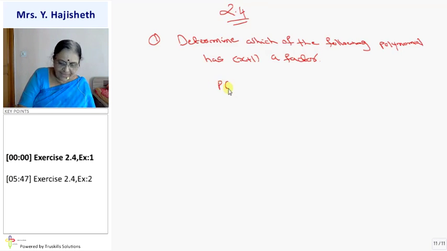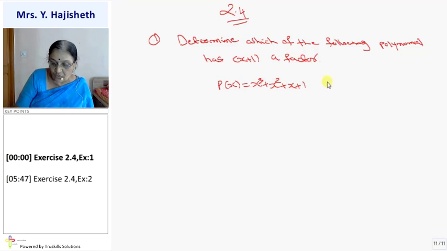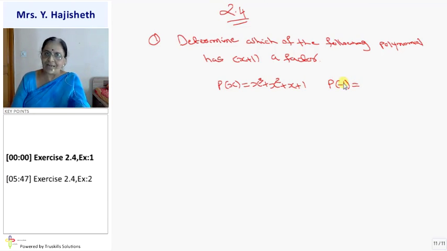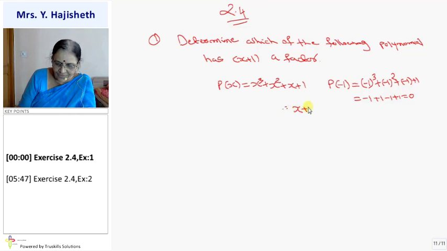First polynomial p(x) is x cube plus x square plus x plus 1. So we should find out p of minus 1. If p of minus 1 is 0, I can say that x plus 1 is a factor of p(x), otherwise not. What is p of minus 1? Minus 1 cube plus minus 1 square plus minus 1 plus 1. It is minus 1 plus 1 minus 1 plus 1, which is 0. So x plus 1 is a factor of p(x), clear?